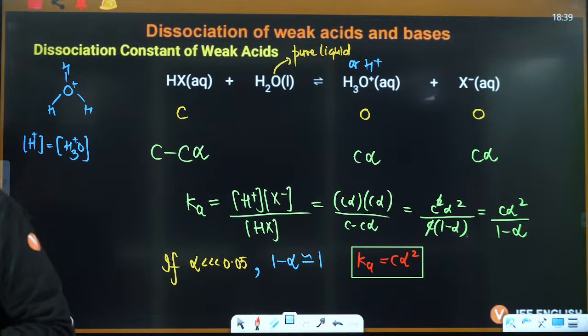Why are the students not interested in ionic equilibrium? I don't understand.